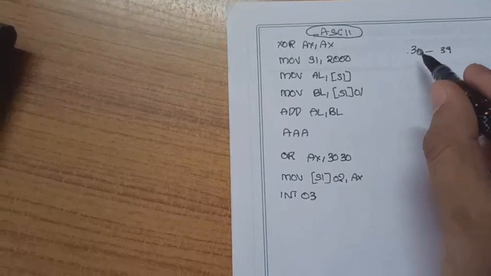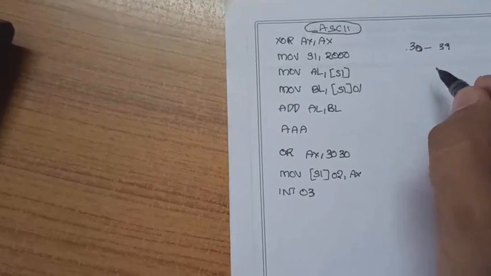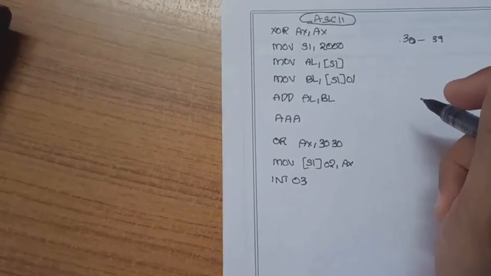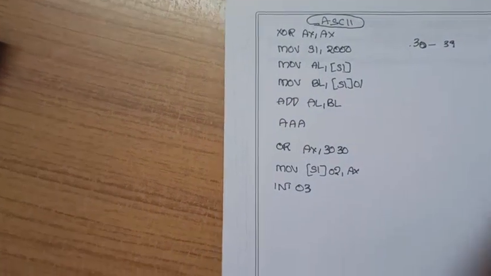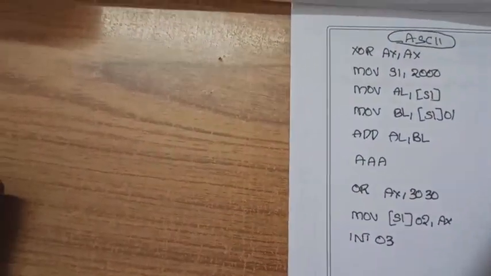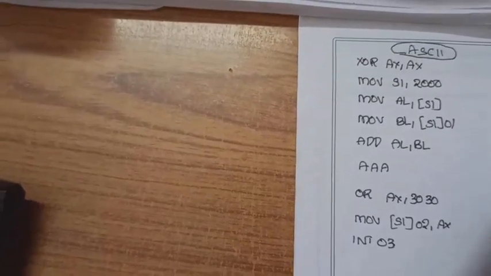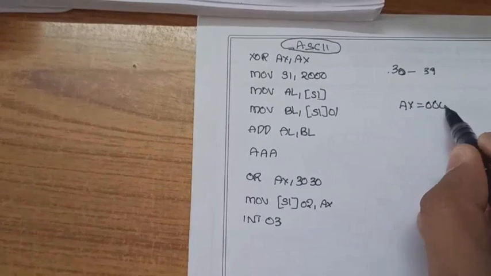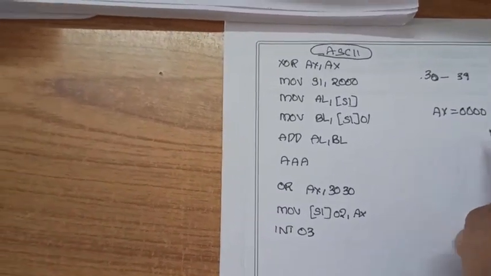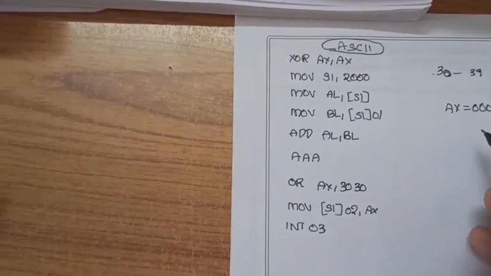So we are going to take these numbers as the inputs, and the output should be in ASCII form. The first program is ASCII addition. So in ASCII addition, see how we are doing here. XOR AX, we are first clearing the contents of AX as 0000 by performing XOR between the same register. And now SI 2000 is taken for giving inputs.